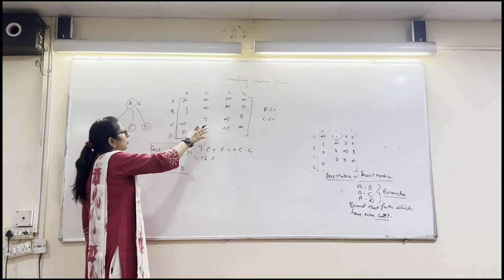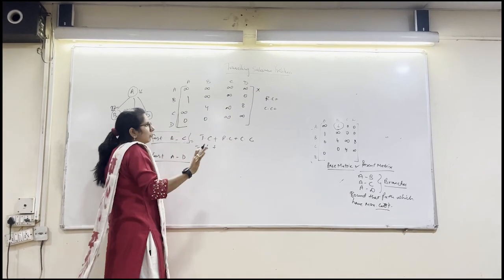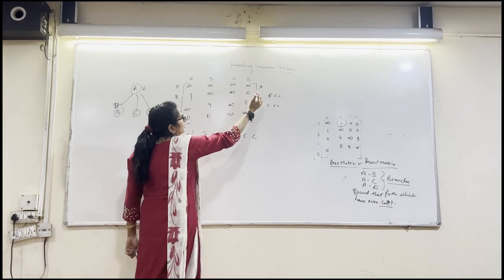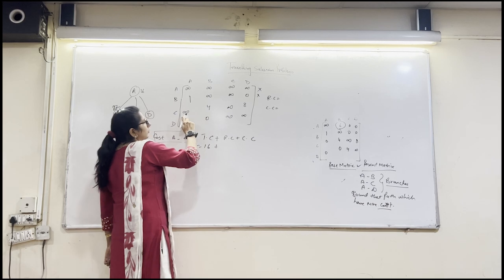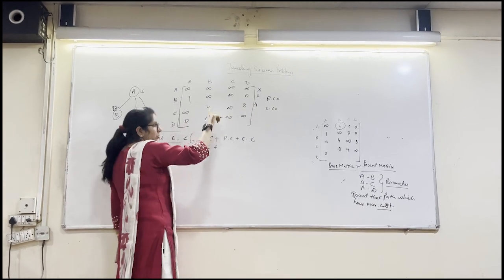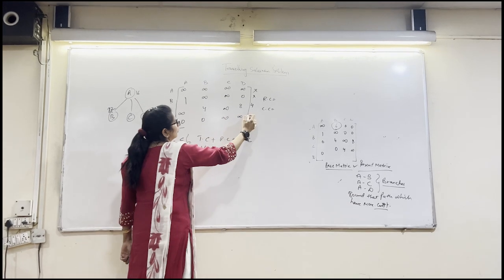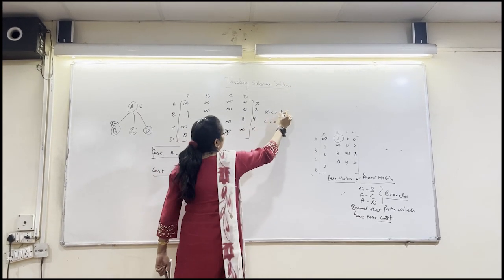Now if we reduce the cost, we will see in the first row there is infinity, so there will be no reduction. In the second there is 0, so there will be no reduction. In the third row, infinity, 4, infinity and 8, the minimum value is 4. In the last row, 0, 0, infinity, infinity, so there will be no reduction. So the row reduction cost incurred is 4.